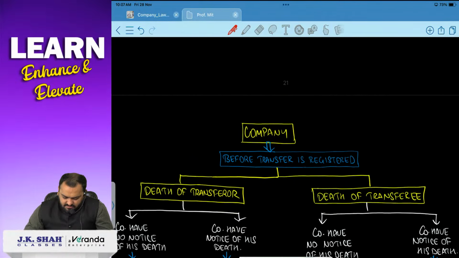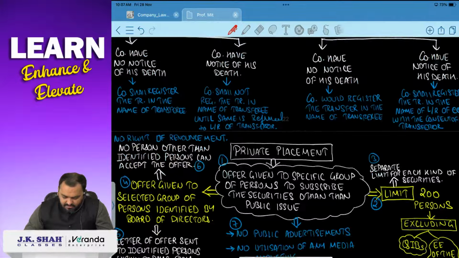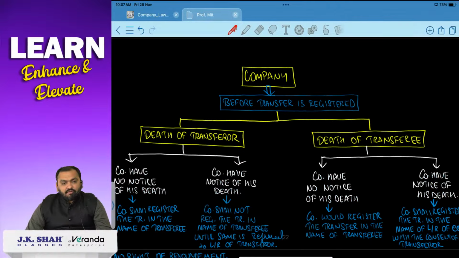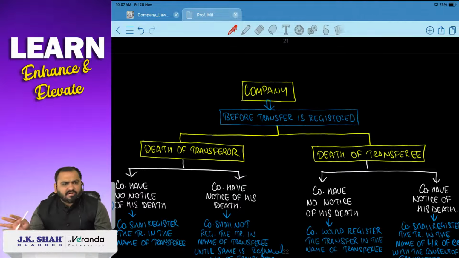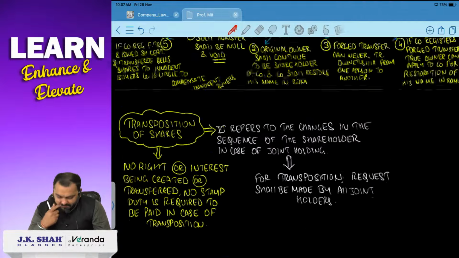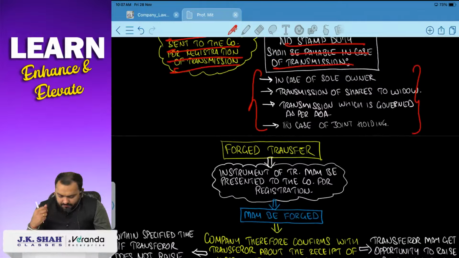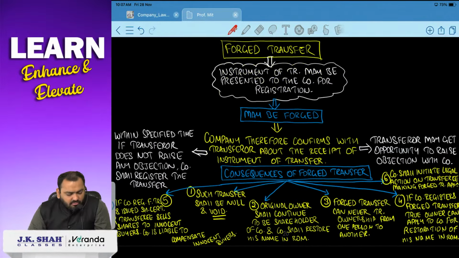Okay, what is next topic? Still here we will do, then we will go for break, so that we can finish the transfer and transmission of shares completely. Now we are talking about forged transfer. You know what is forged transfer? Fake transfer.